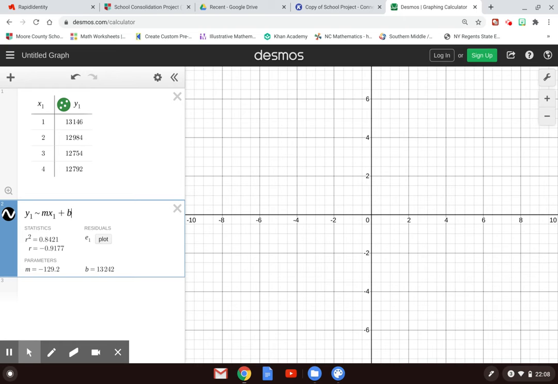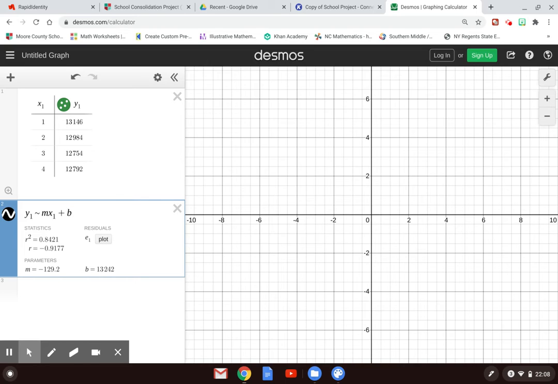Now, look at all the numbers that came up. So the numbers you're going to concern yourself with are the parameters right down here. So you see that m equals a negative 129.2, and that's why you told the computer to use that approximately, or else you would have gotten a much larger number since what we got here was an irrational number. So m, which is your rate of change or your slope, and then b is the y-intercept of 13242.